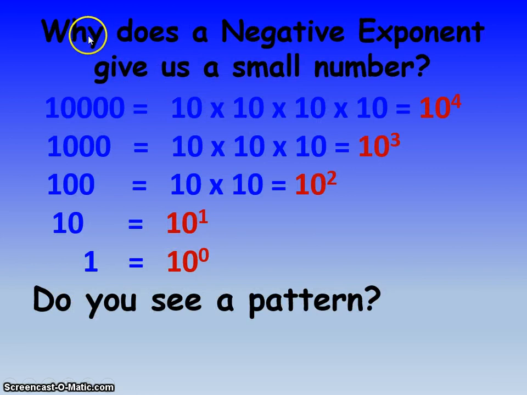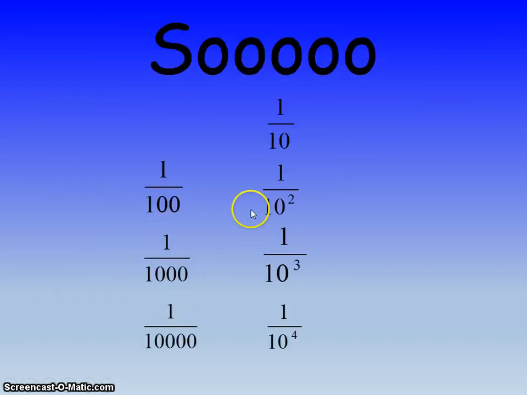Okay, so why does a negative exponent give us a small number? Okay, and here's a little pattern here. So we have 10,000, which is 1 with 1, 2, 3, 4 zeros, is 10 to the 4th, 10 times 10 times 10 times 10. And then 1,000 is 10 to the 3rd, 100 is 10 to the 2nd power, 10 is just 10 to the 1st power, and 1 is 10 to the 0 power. Okay, and if I were to keep going, I would get into these negative exponents. All right, so I get 1/10, 1 over 10 squared, 1 over 10 cubed, 1 over 10 to the 4th.